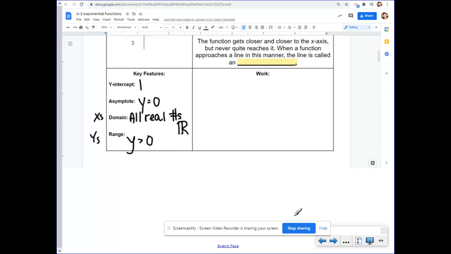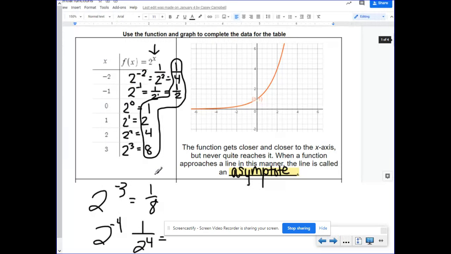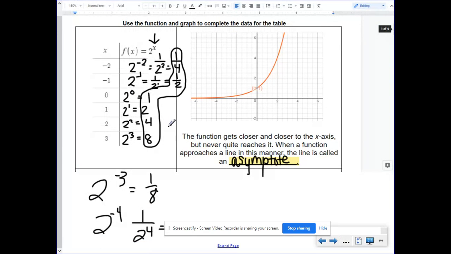And the reason for that was we never got 0. We just kept getting smaller and smaller and smaller fractions. So we know that they're all going to be greater than 0.